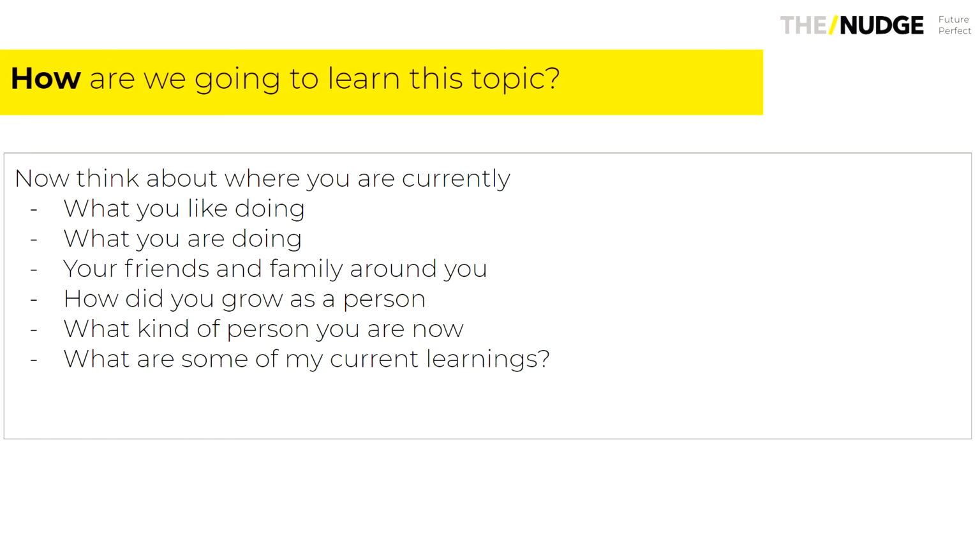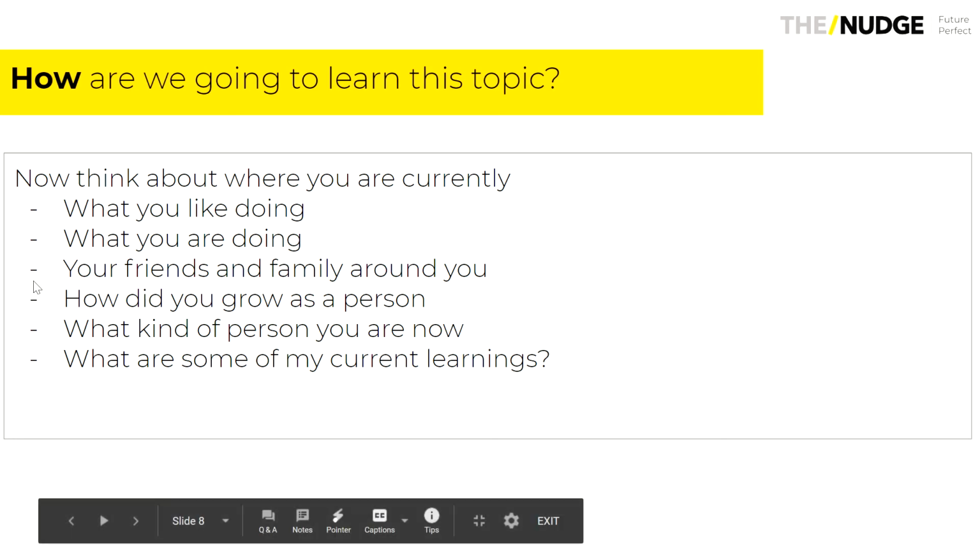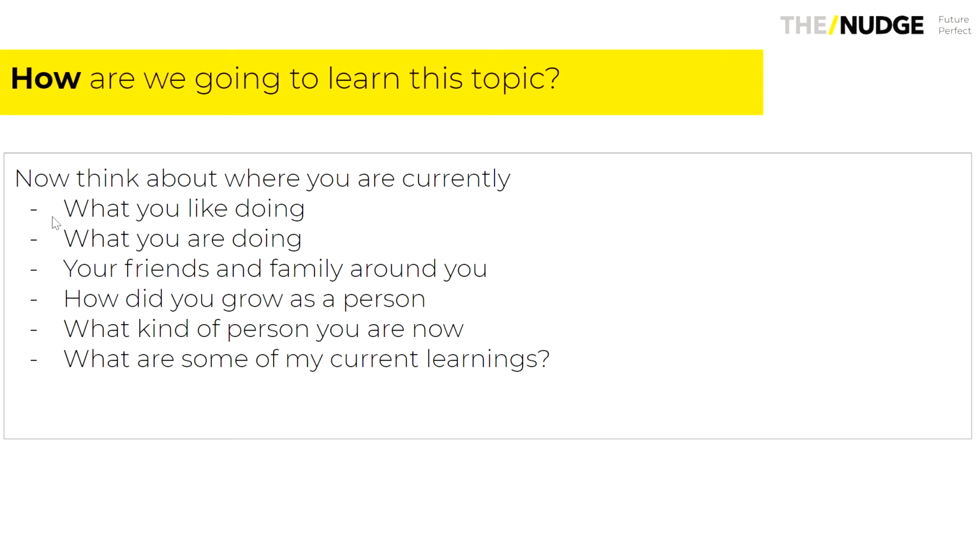Now that you have spoken about your past, it is time to start speaking about your present. Let's look at things that you can talk about. So, firstly, you can talk about what you like doing at present, what you are doing at present, something about your friends and family around you. How did you grow as a person? What kind of person you are now? And what are some of my current learnings? Great. This is sounding very simple, but we must be very aware about what things will help our story and help our story be more impressive.